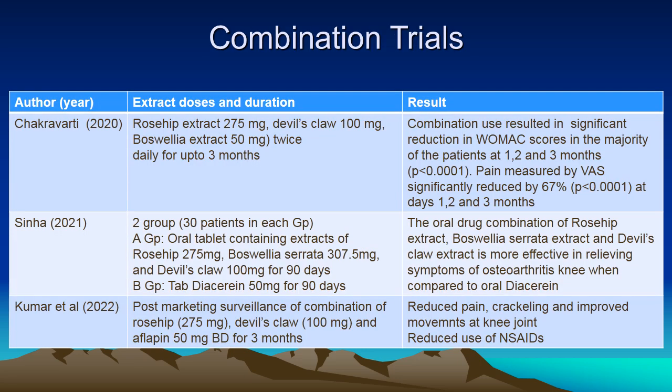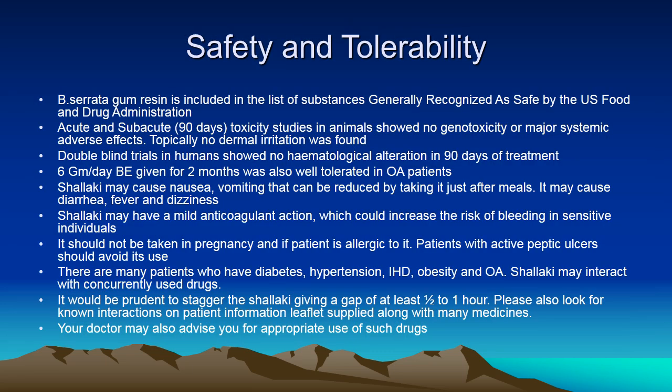Combination trials have also been conducted. Some of the examples are given by Chakravarti, Sinha, and Kumar, who used all the 3 extracts together: Boswellia, the devil's claw, and the rosehip extract. And there was a remarkable significant improvement with all of them, although doses varied from trial to trial.